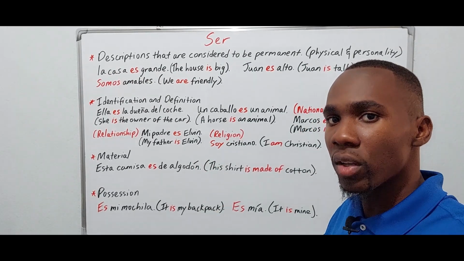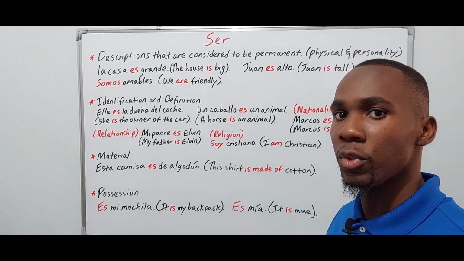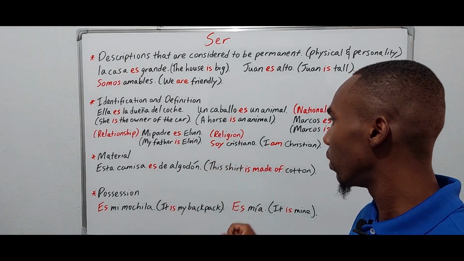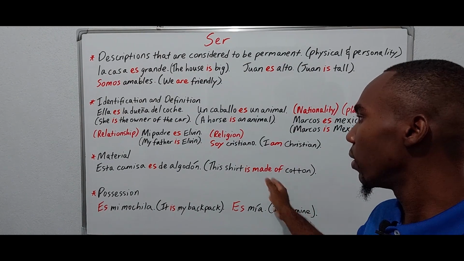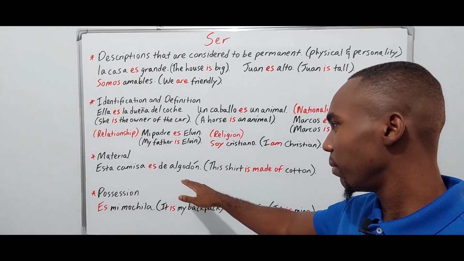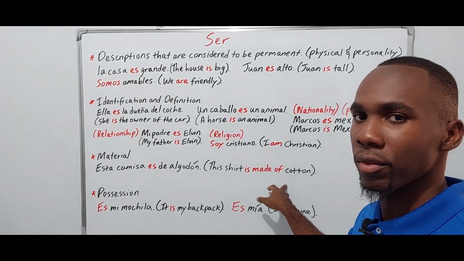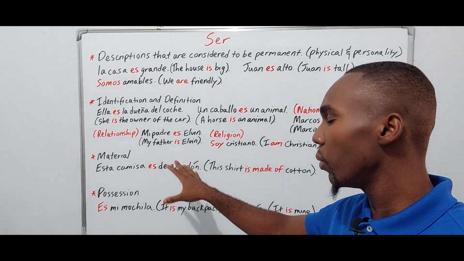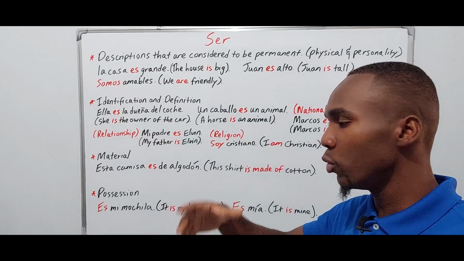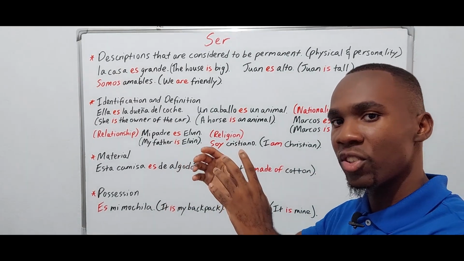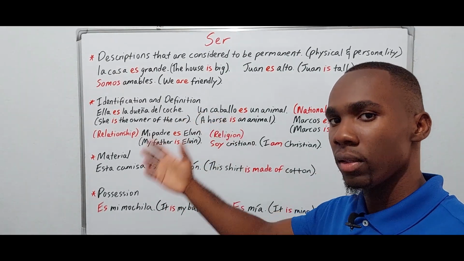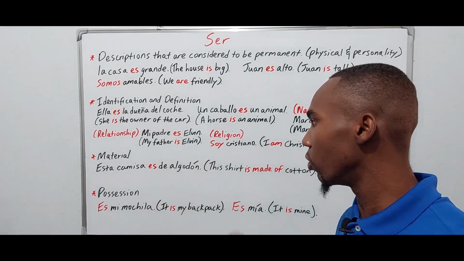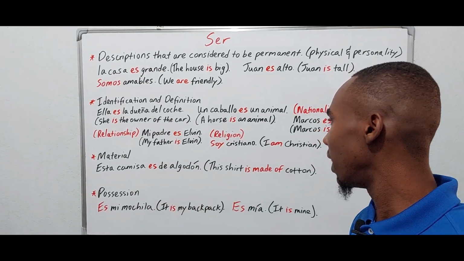Material. So if we want to express what something is made of, we use ser. Esta camisa es de algodón. This shirt is made of cotton. Right. Of course, you see is made of, right? So with this, when we want to express the material, we use ser followed by the preposition de and then the material. So esta camisa es de algodón. This shirt is made of cotton.